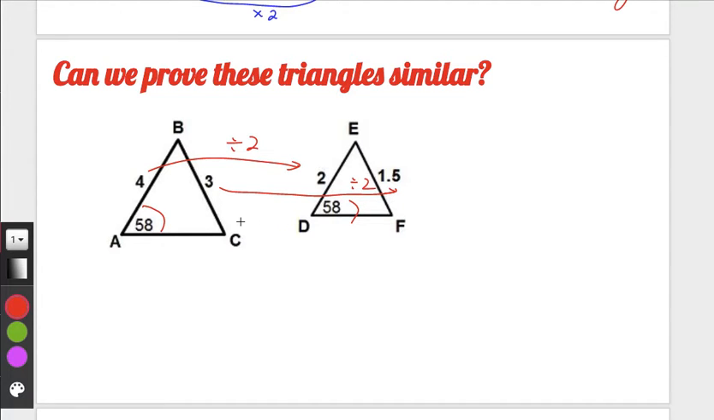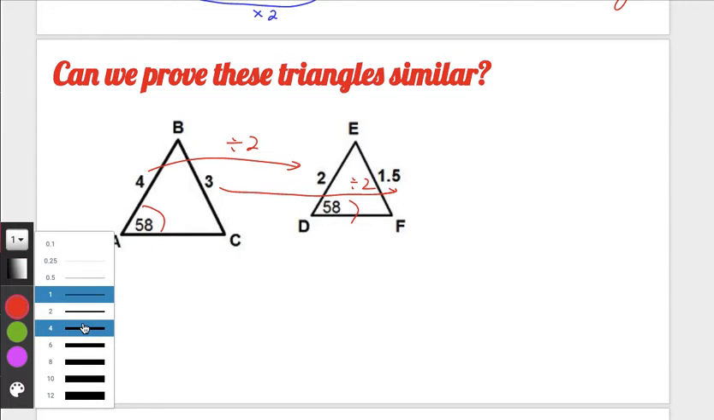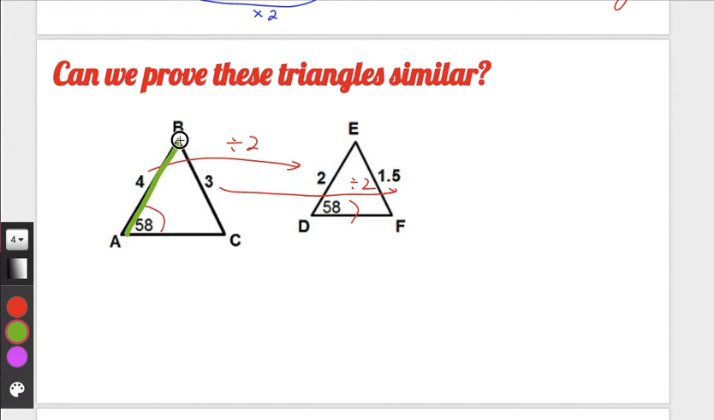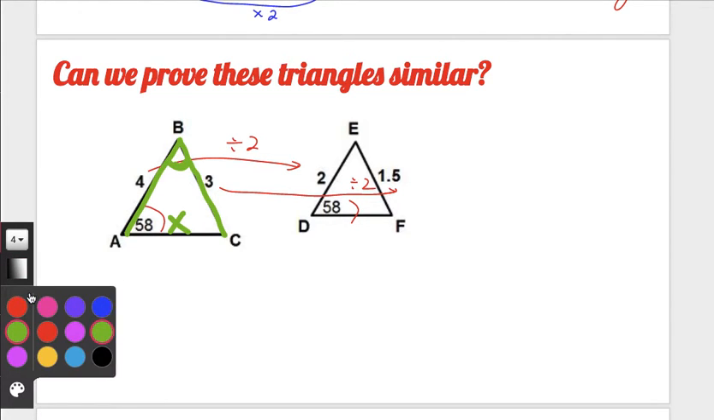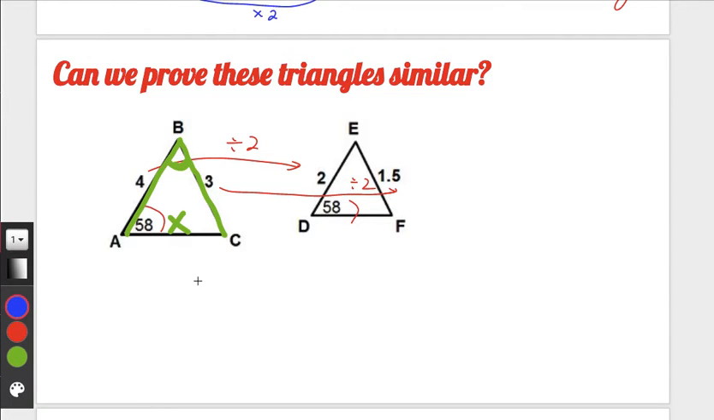You can definitely pause the video and think about this question. Some students probably already noticed. The most important thing is, if we are talking about these two sides, then we actually need the included angle. But apparently this 58 is not the included angle. So that's why the conclusion is no, we cannot prove them. Not enough information. So we cannot say for sure they are similar.